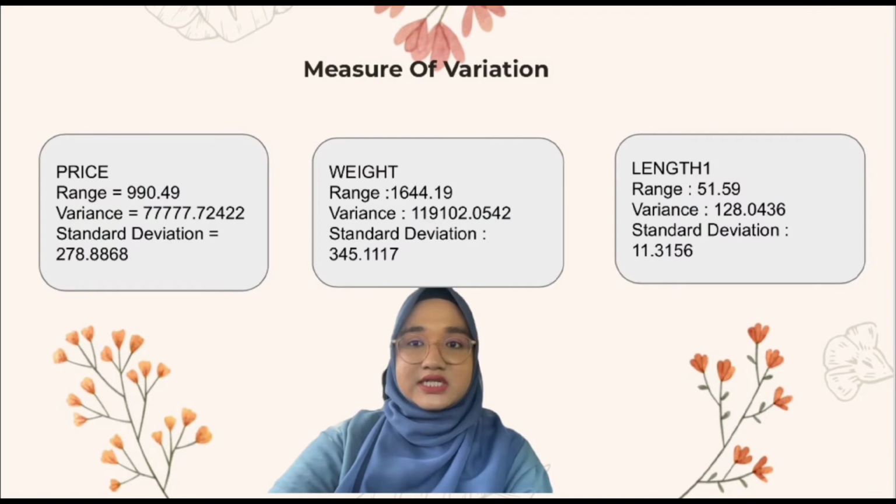This one is measures of variation. For price, the range is 990.49, variance 7777.72422, and standard deviation 278.8868. For weight, the range is 1644.19, variance is 119102.0542, and standard deviation is 345.1117. Last one is length. The range is 51.59, variance is 128.0436, and standard deviation is 11.3156.